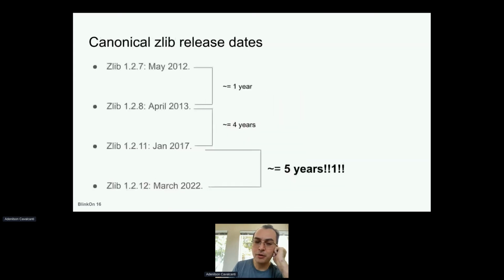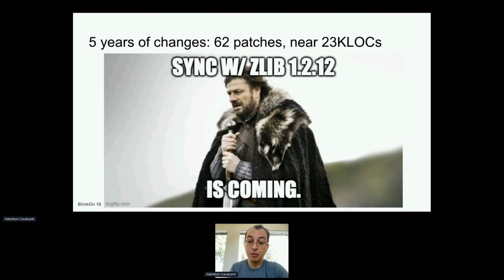Okay, so let's have a look at the release dates of Canonical zlib. If you notice, between 1.2.8 and 1.2.11, there was a 4-year window. The versions 1.2.9 and 1.2.10 were released within a couple of weeks. But between 1.2.11 and 1.2.12, there were almost 5 years. So 5 years of change, that means 62 patches, nearly 23,000 lines of code. So the sync was coming.